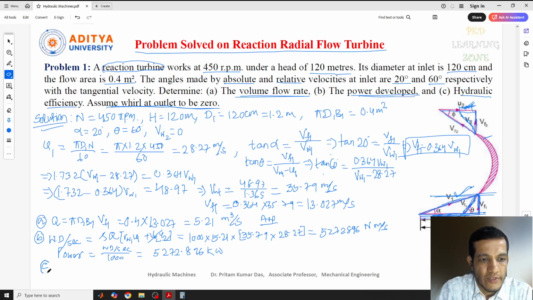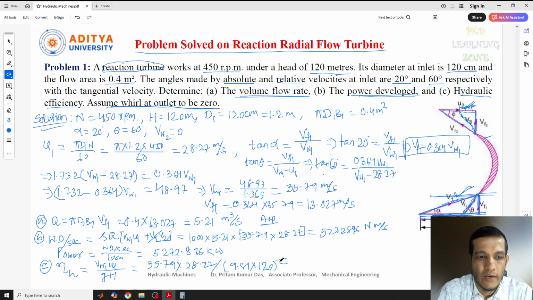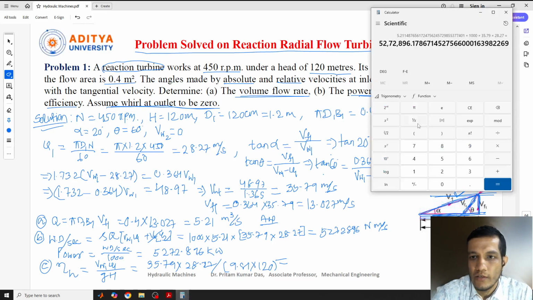The last one is efficiency. So hydraulic efficiency, what is the formula of hydraulic efficiency? We know that this is VW1 E1 by gH. VW1 equal to 35.79, we have already calculated, times 28.27, divided by gH. This is 9.81 into H, and H is 120. That's it. We can find out the value of hydraulic efficiency. So let's do it.